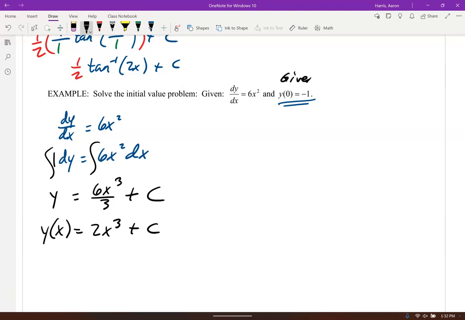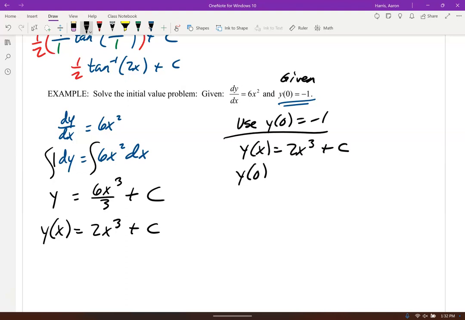Now, I've got to use the given right here. So I'm going to use y of 0 is -1. So here's what we have. We have y of x is 2x cubed plus a constant. Throw the 0 in. And remember, y of 0 is -1.